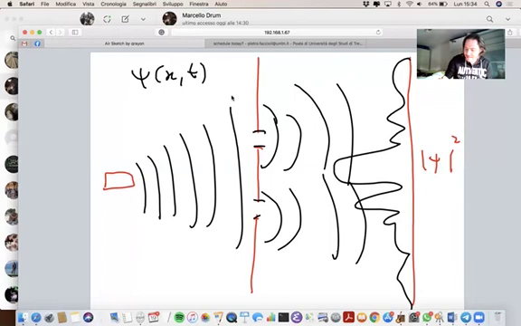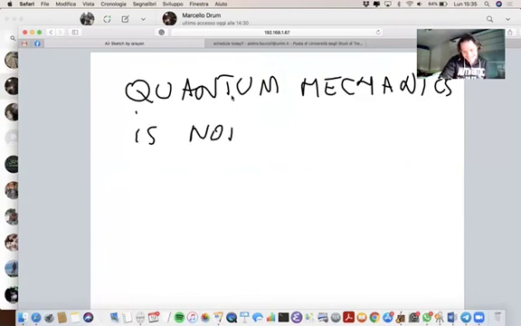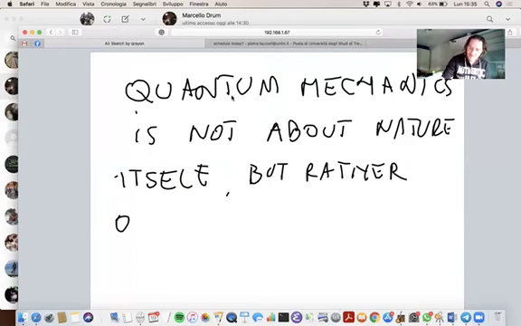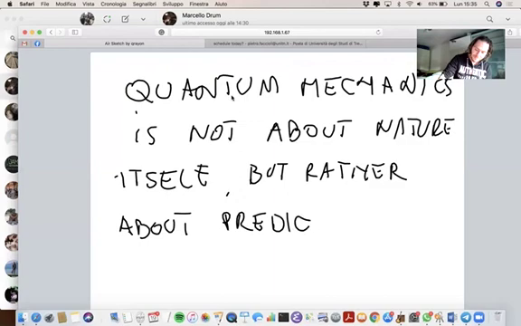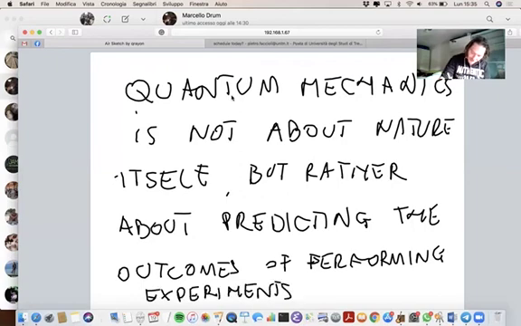So quantum mechanics is not about nature itself, but rather about predicting the outcomes of performing experiments on nature.